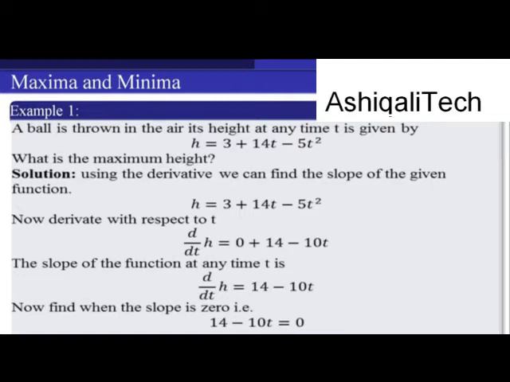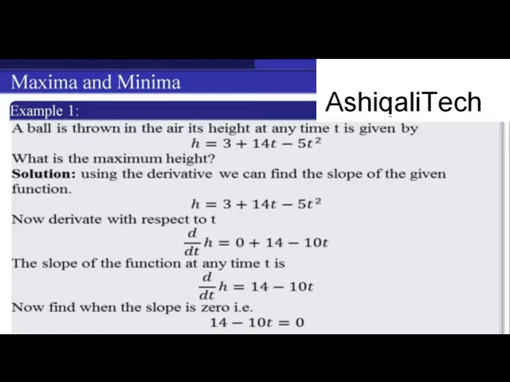A ball is thrown in the air. Its height at any time t is given by the following function h of t, which is equal to 3 plus 14t minus 5t square. Now we want to calculate what will be the maximum height of the ball.